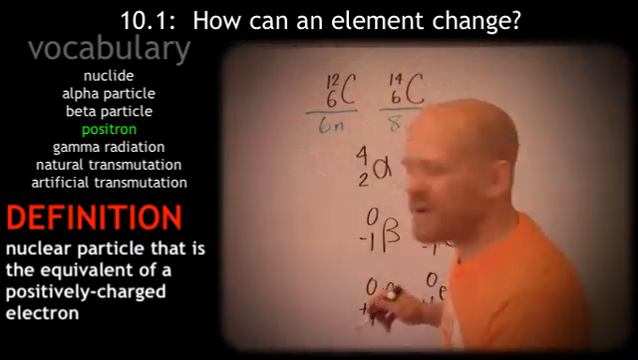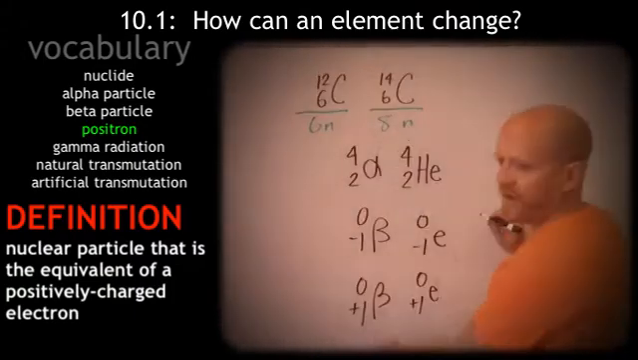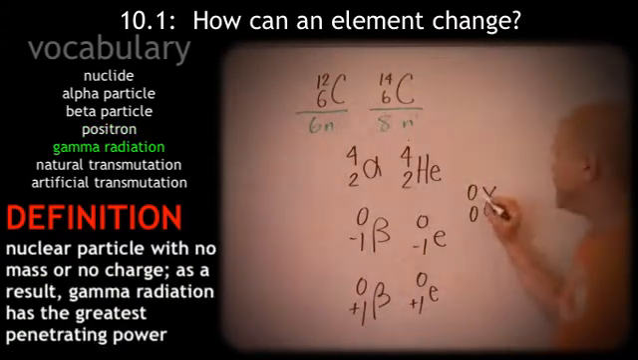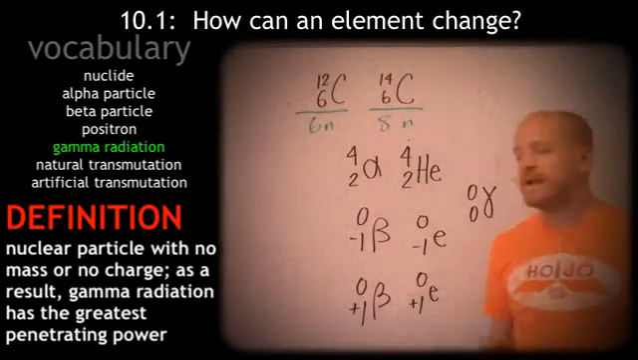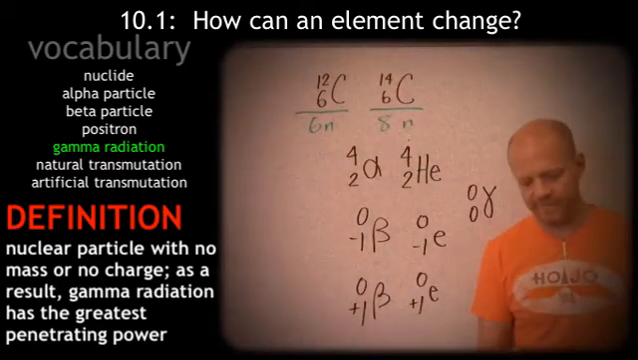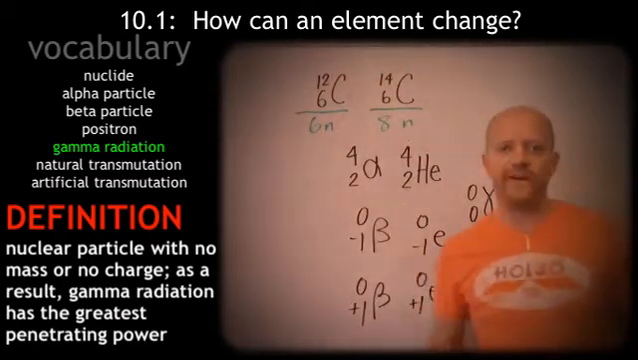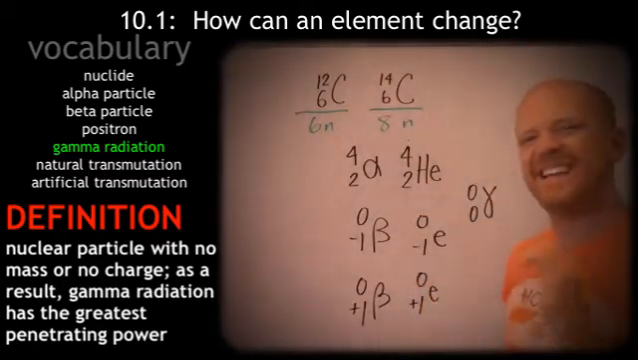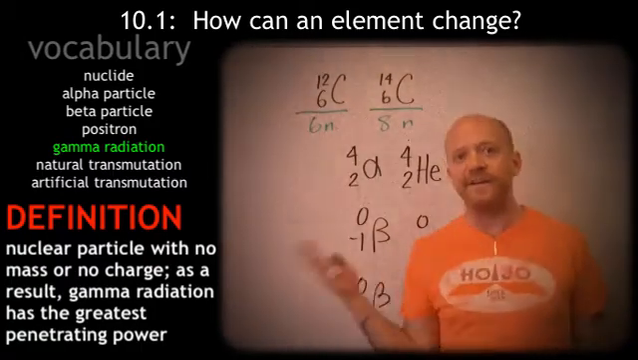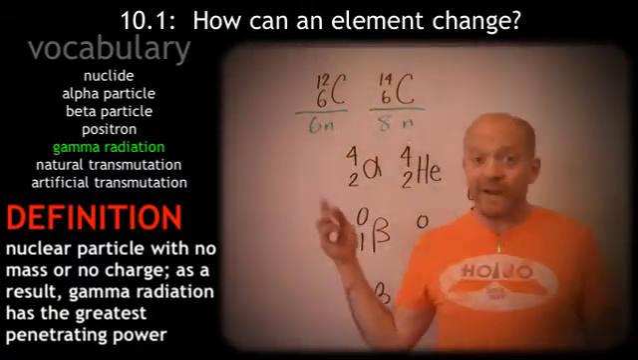Let's do one more. We also have, and they only ask one question on this, a gamma particle, which has no mass and no charge. Since it has no mass, no charge, it's basically just pure energy, and it will shoot very far, very fast. It has the greatest penetrating power, which means any substance that is near it will be penetrated by it.